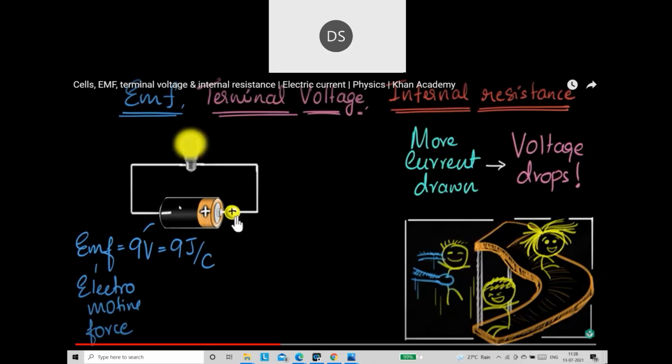So Dibangsha, what is the reason? Dibangsha is not answering. Dibangsha, what is the reason? Why does the voltage reduce? Terminal voltage is less than EMF. Why? What is the reason? Just now Gautam answered it is due to the internal resistance of the cell.